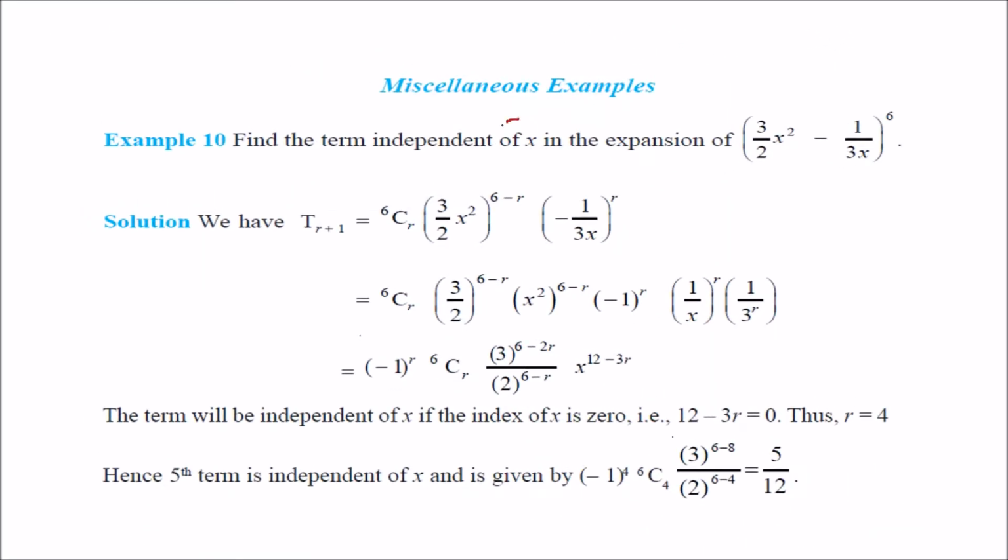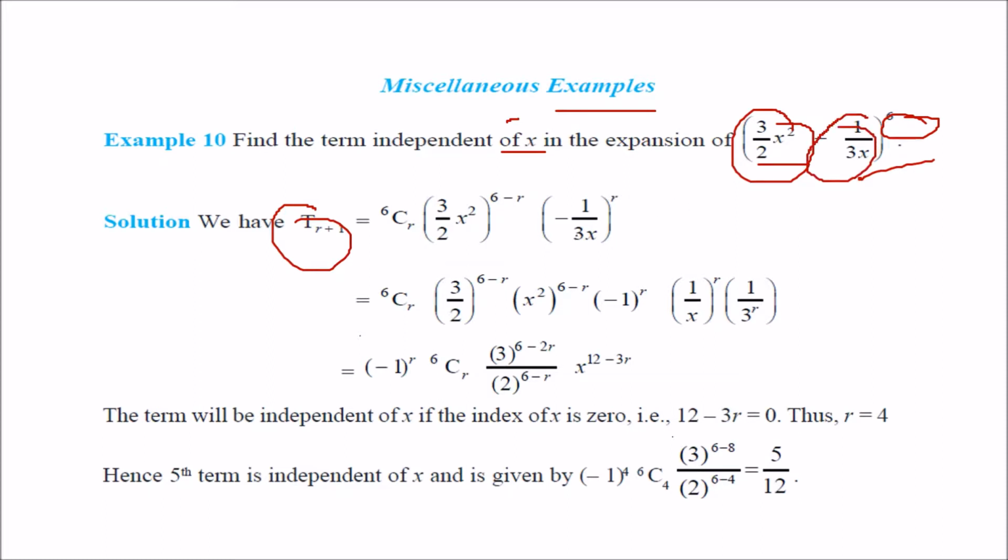Now we are looking at the miscellaneous examples of binomial theorem or binomial expansion. So the term which is independent of x in the expansion of this, let us take first the (r plus 1)th term. You know that it is equal to nCr, this to the power 6 minus r, this to the power whole to the power r.